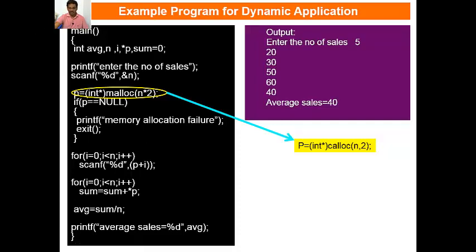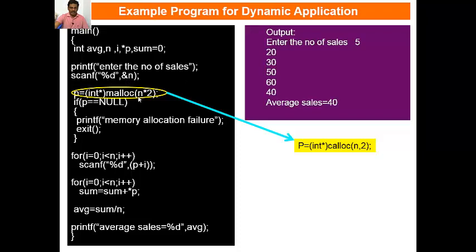Here we declare dynamically: printf "enter the number of sales", we get n. Based on that input, it allocates memory at the time of execution, on the fly. If we give 10, it allocates 10 locations. If we give 20, it allocates 20 locations at the time of execution. It's not a fixed one; it is a dynamic one. If we put 5, the value of n is 5.